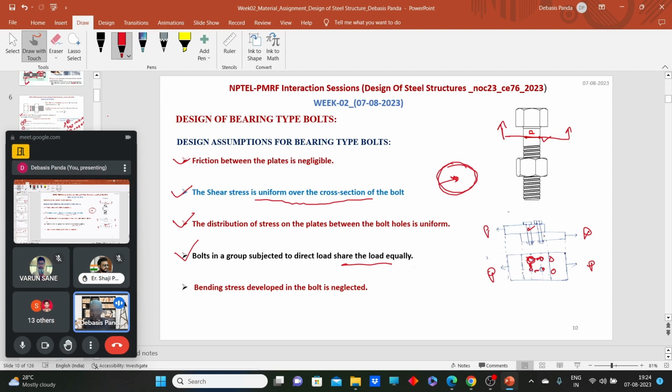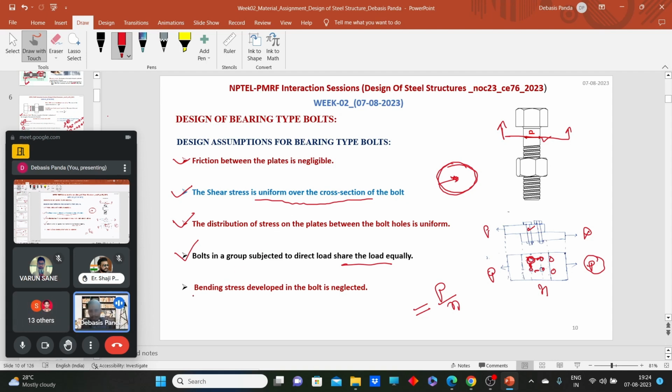share the load equally. Now this is one of the most important assumptions. If we have n number of bolts within the joint and I have applied the load P, then each bolt will carry a load equal to P upon n. We have considered that each bolt will carry or share the load equally. But this is also an assumption, because obviously the outside bolts will experience more load than the bolts located towards the CG.